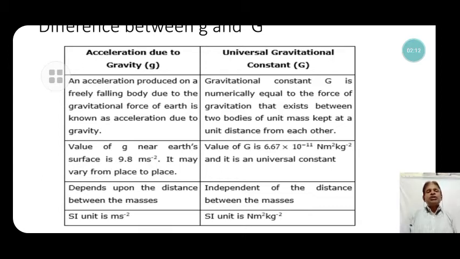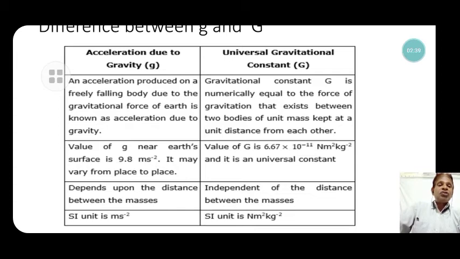Now, the second point is the value of g near the surface of the earth. The value of acceleration due to gravity near the earth's surface is 9.8 meter per second square. It may vary from place to place as per the location. When you go above the surface of the earth, the value of g changes. When you go below the surface of the earth, the value of g changes. So acceleration due to gravity is variable as per the location.